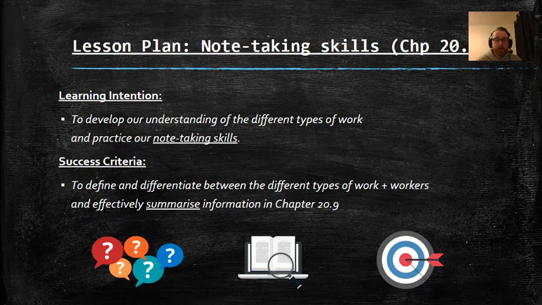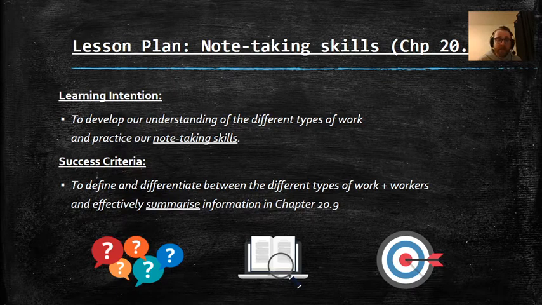information in Chapter 20.9. Some of the information in this chapter should be familiar because we've looked at the different types of work in previous lessons. Some of the information will be new. Chapter 20.9 is a pretty big chapter, with a few pages in there. When we went over that information in the slides, I offered a selective amount of information. I didn't want to give you all the information at once. I thought that was too much for one lesson.